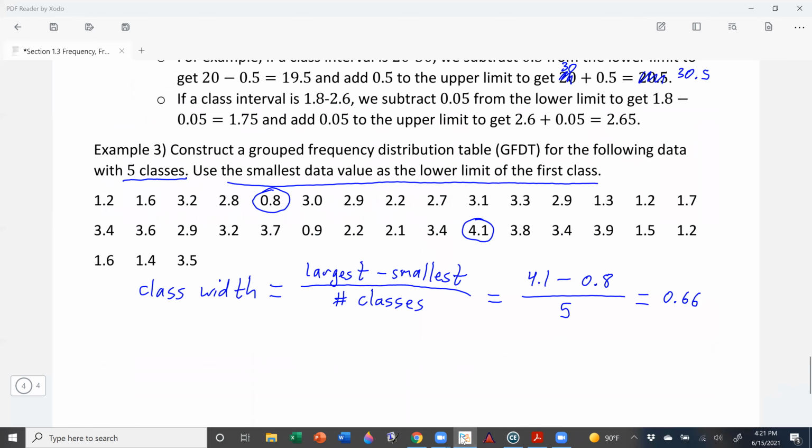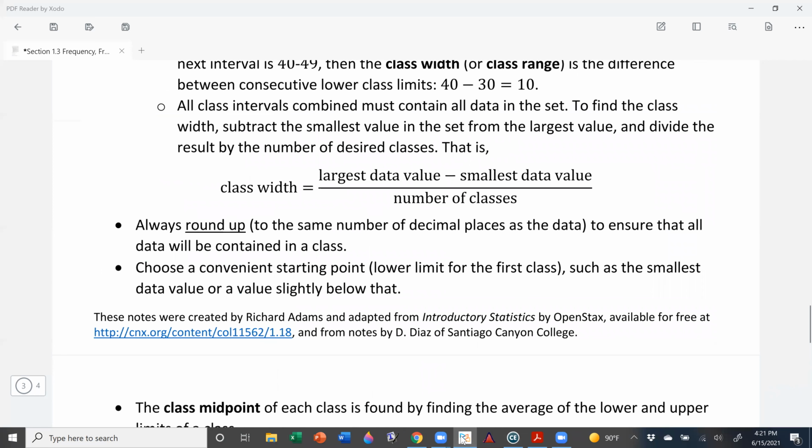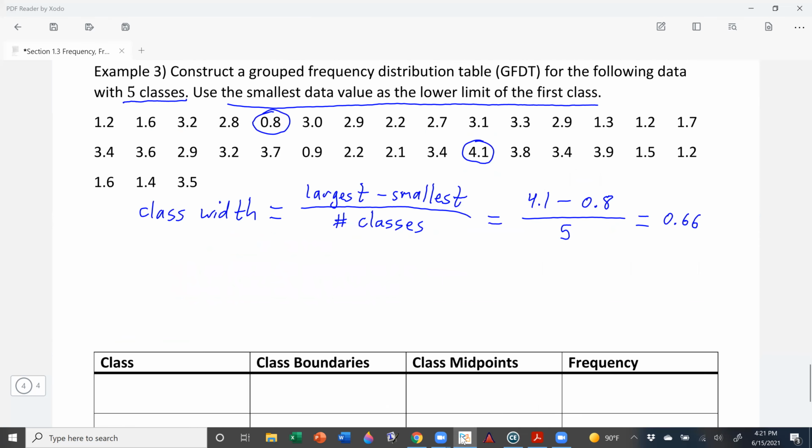But remember, we have to be careful. For that class width, we always round up, and we want to use the same number of decimal places as the data. Going back here, 0.66, we want to round up, and notice that all of the data has 1 decimal place. Even if it was like 0.61, I would still round up to 0.7. We always round up to make sure that all of the data is going to fit inside some class. So that's to the same decimal place as our data.